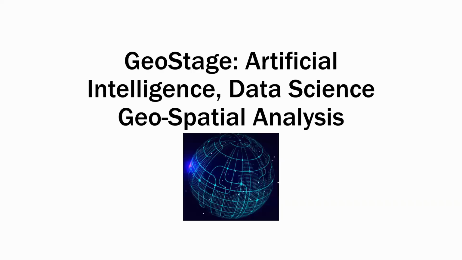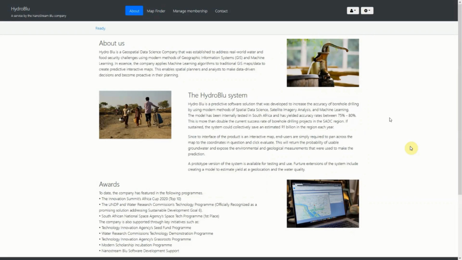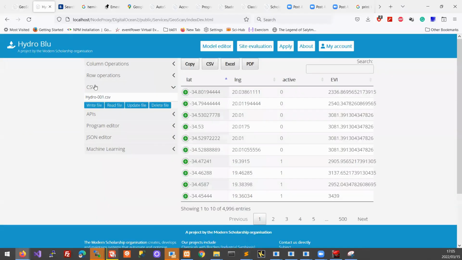GeoStage is a platform for the creation of geospatial analysis applications. Here are some examples of systems built with GeoStage. HydroBlue is an artificial intelligence service which helps borehole drillers identify good locations for accessing water through boreholes.